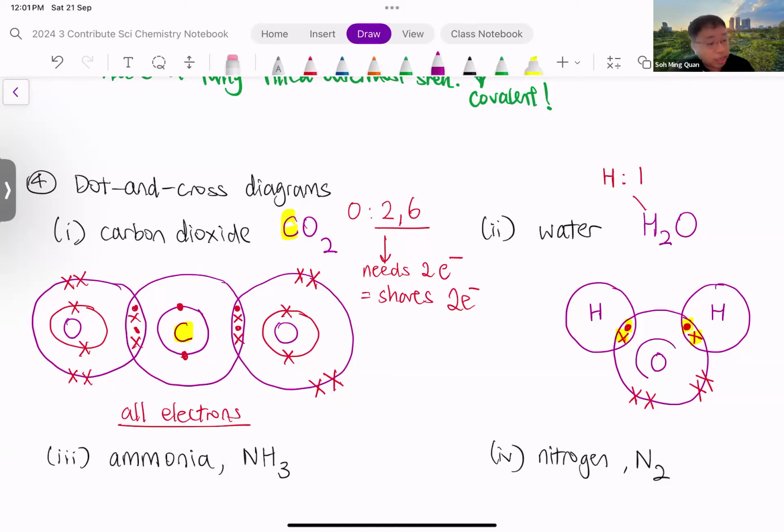If I wanted to show the inner shell electrons, if I want to show all the electrons, I need to draw the inner shell. The inner shell is the first shell with 2 electrons. The first shell's electrons are not shared. They are never shared for oxygen. You share the outer shell. You do not share the inner shell. So the inner shell is just as it is, 2 electrons. So again, I'm showing all electrons.